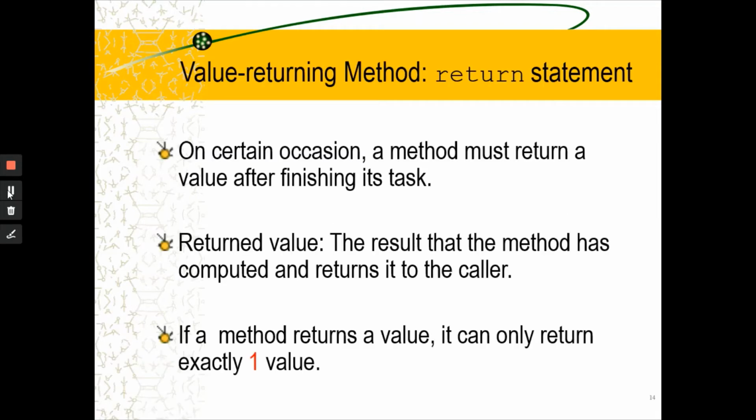On a certain occasion, a method must return a value after finishing its task. So when we call a method, the method does some calculation and it returns some value to the caller. The return value is the result that the method has computed and returns to the caller. If a method returns a value, it can only return exactly one value. You cannot return more than one value.